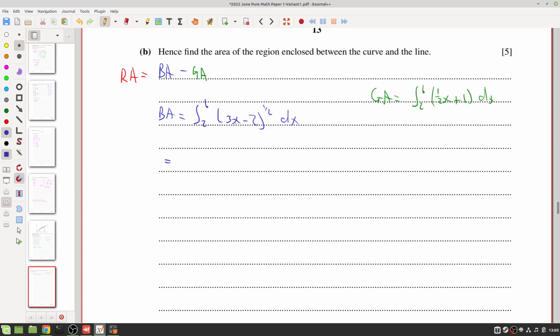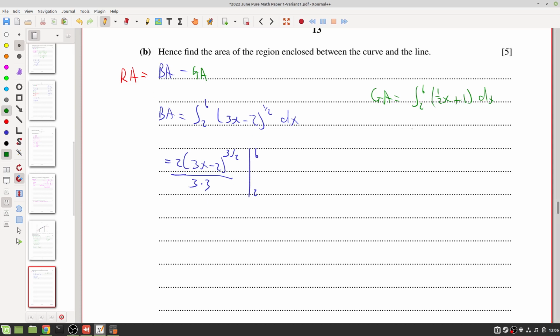Integrating this, let's use the chain rule. We add 1 to the exponent and then divide by the new exponent, so divided by 3 over 2, which is the same as timesing by 2 over 3. Then we also divide by the derivative of the inside. If we differentiate 3x minus 2, we get 3, so we also divide by that 3. We're doing this from 2 to 6.